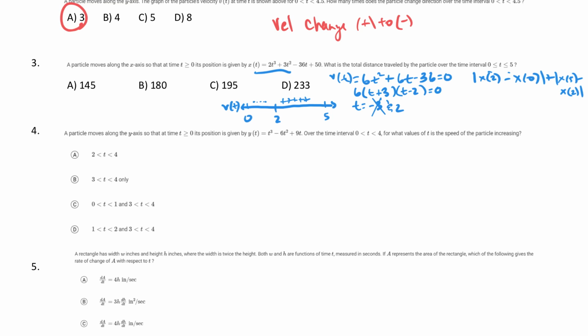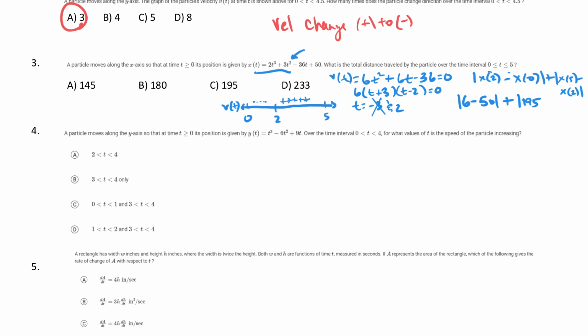Or rather, the position where it ends up is what I should say. Okay, so now let's go ahead and do this. And x of 2, if I plug in 2 into this equation, I will get 6. Absolute value minus x of 0, I'll get 50. Plus over here, x of 5, when I plug in 5, I'll get 195. And I just did these by hand on the side here.